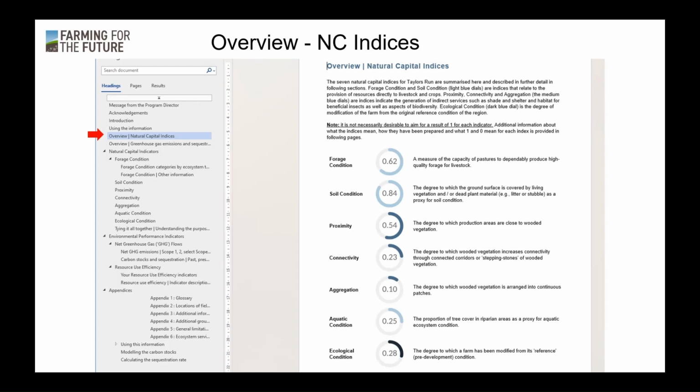So I guess the important thing to understand here is that the target ranges for each of the indices is going to depend on the type of natural capital element that it is representing, but also your personal goals and management ethos on your farm.